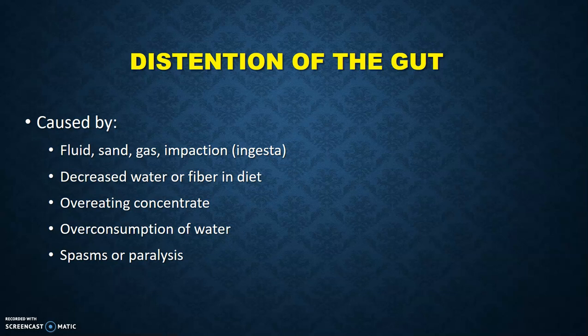It can be caused, especially impaction, by decreased water or fiber in the diet, often with a lot of weather changes, if horses aren't drinking enough, or at the end of the summer going into fall when they go from softer, essentially wet grass to drier hay. Overeating concentrates, so if they get into too much grain. Overconsumption of water. If they overdo the water, it can cause a stomach ache. And then they can just get some kind of GI spasms, if you've ever had painful gut spasms, or paralysis. The gut stops moving, the peristalsis stops for whatever reason.